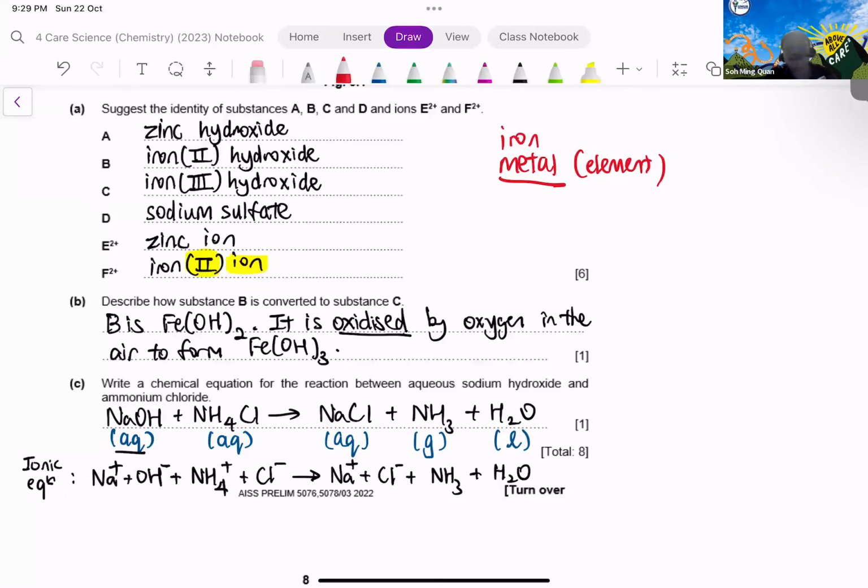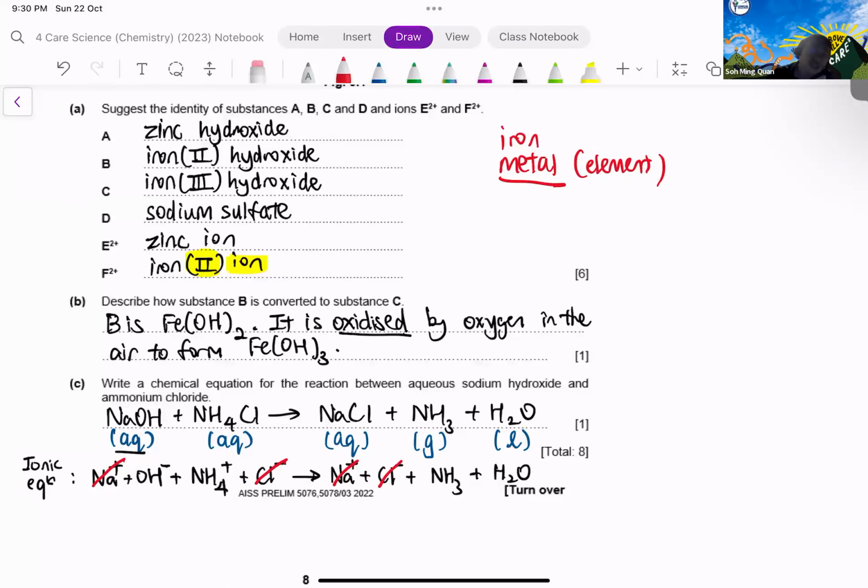We can type in the chat. Okay, very good. Grace Lee's answer for everyone. Dave also. So Na plus remains the same. Whatever remains the same, cancel. Cl minus also the same, cancel.